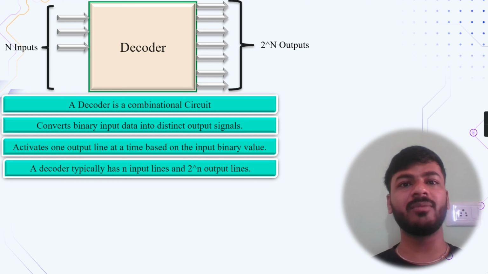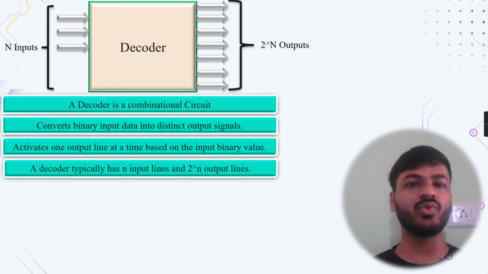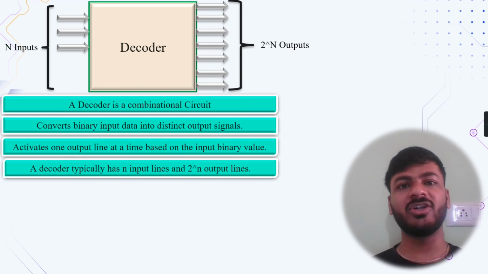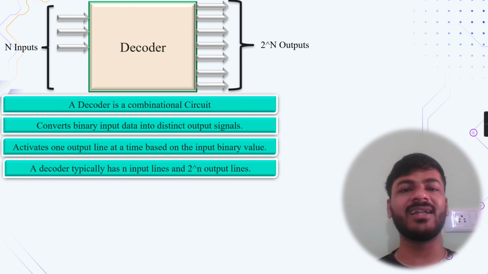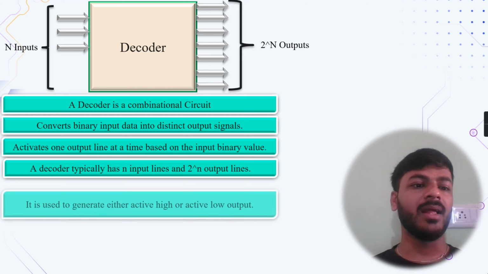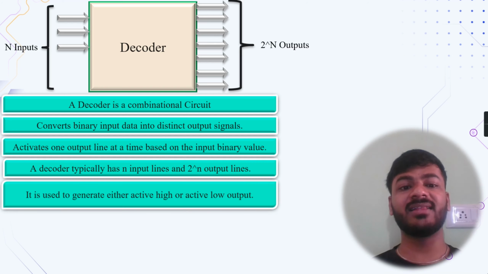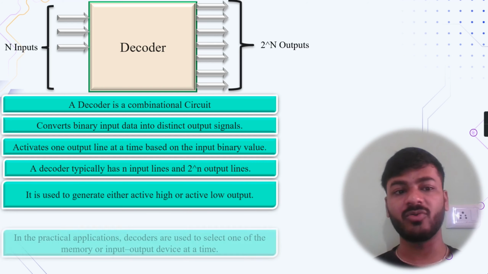That means if I have one input, so 2 to the power 1, that is 2 outputs, and it will act as a 1:2 decoder. If I have 2 inputs, so 2 to the power 2, that is equal to 4, that means 4 outputs, and so it acts as a 2:4 decoder. If I have 3 inputs, so 2 to the power 3, that is 8 outputs, so then it will act as a 3:8 decoder. Okay. And basically it is used to generate either active high or active low output.